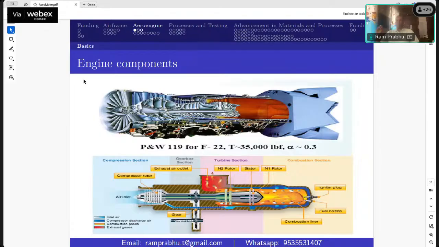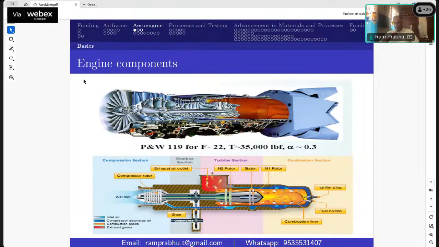And coming to the engine, which is completely contradictory to the airframe requirements. Engine operates at very high temperature, airframe operates at very low sub-zero temperature, because you are at high altitude. So your components are exposed to very sub-zero temperature in airframe, whereas the components inside the engine are subjected to very high temperature in the aero engine.